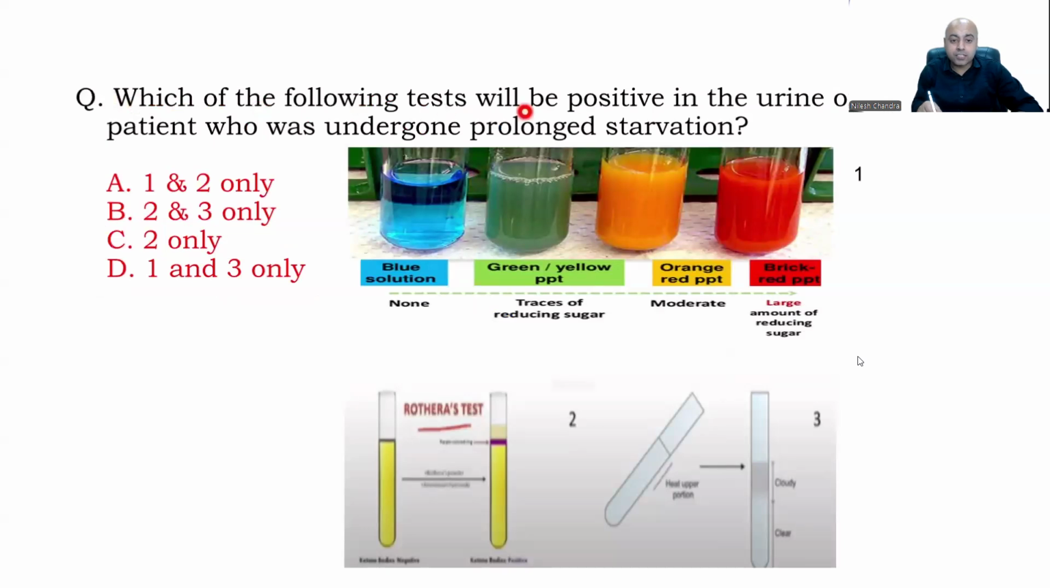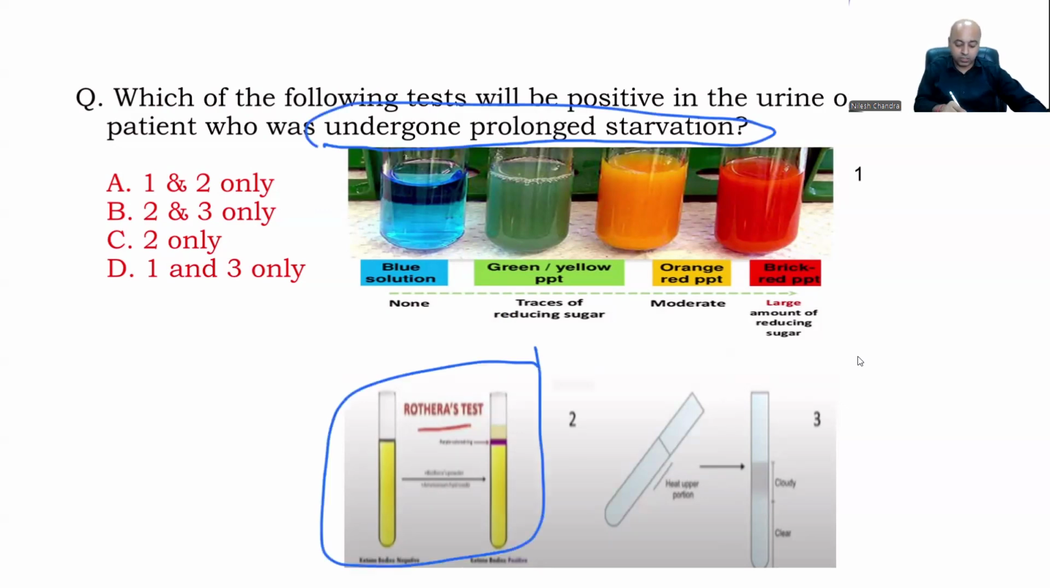Question, which of the following tests will be positive in the urine of a patient who has undergone prolonged starvation? And you have test number 1, test number 2, and test number 3. Okay, so your options are 1 and 2 only, 2 and 3 only, 2 only, 1 and 3 only. Now, a patient who has undergone prolonged starvation is likely to have the ketone bodies in the urine. So the correct answer is going to be 2 only.